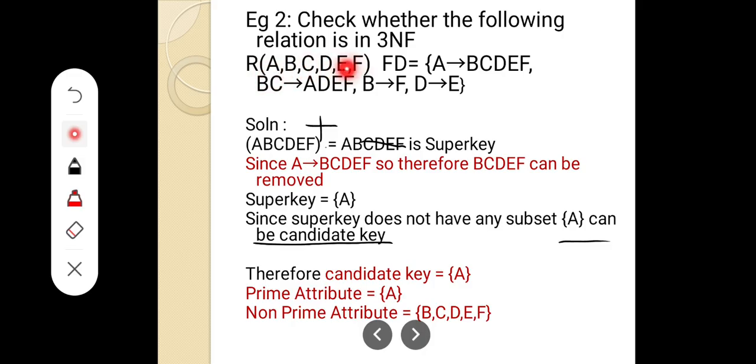Which are the attributes remaining after A? B, C, D, E, F. They are the non-prime attributes.